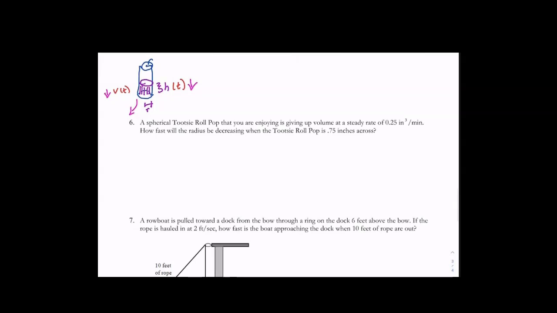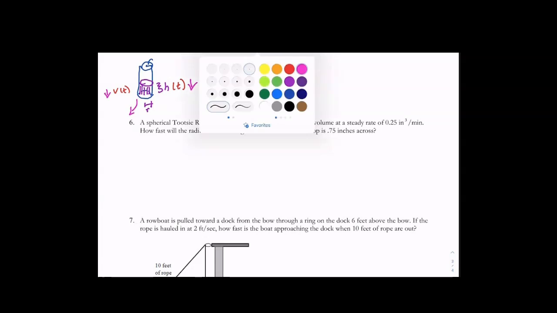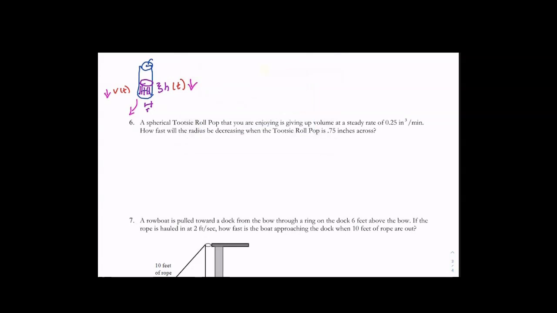A spherical Tootsie Roll pop you're enjoying is losing volume at a steady rate of 0.25 cubic inches per minute. All right, what shape are we using? Sphere. And once again, inches cubed per minute, which means that 0.25 is dV dt.